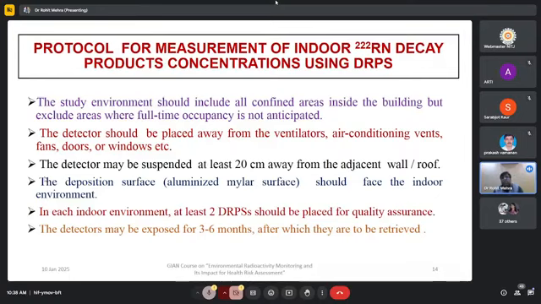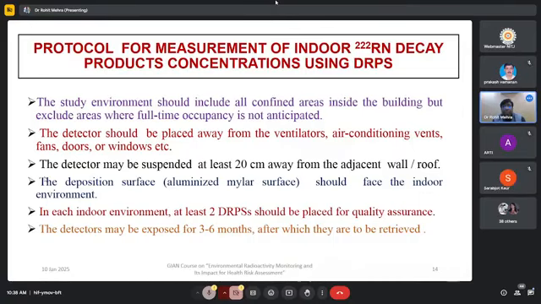And the second thing is you should have a proper record of the ventilation conditions, and it should be placed away from air conditioner vents, doors or windows, so that every time the door is opened, some external exposure is there, or some indoor air goes out. So you should always place them away from ventilators or air conditioning vents or fans. And another important parameter is you should keep them at least 20 centimeter away from the wall and the roof, so that the direct building material could not give interference.